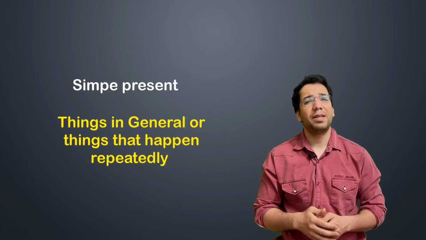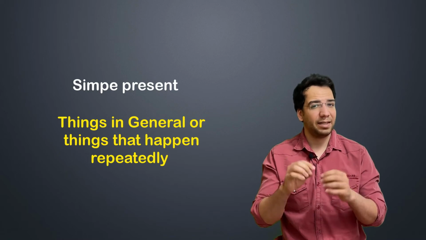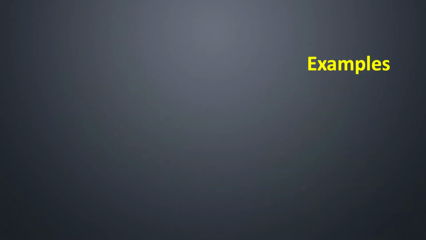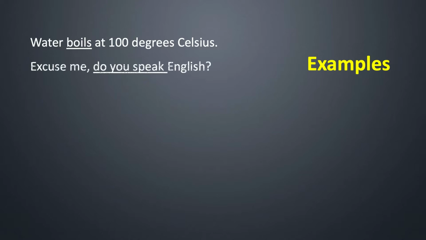And we use the simple for things in general or things that happen repeatedly. Yes, things that happen repeatedly. So, my dear friends, let me give you some examples. We use the simple for things in general or things that happen repeatedly, right? For example, water boils at 100 degrees Celsius.